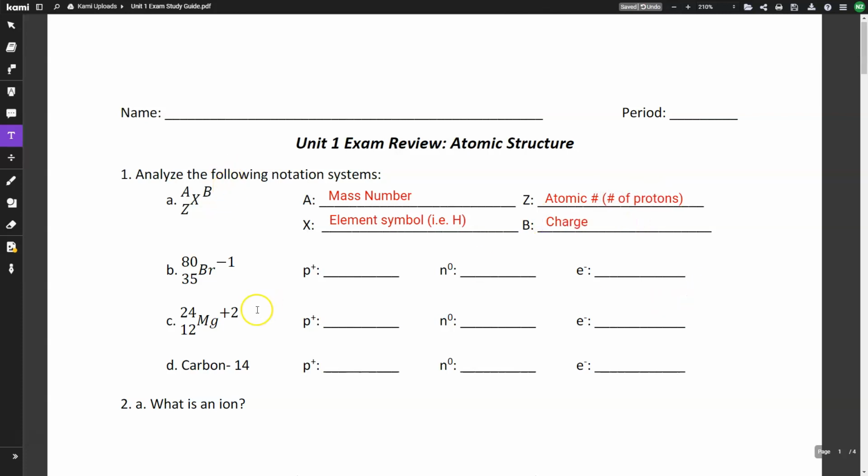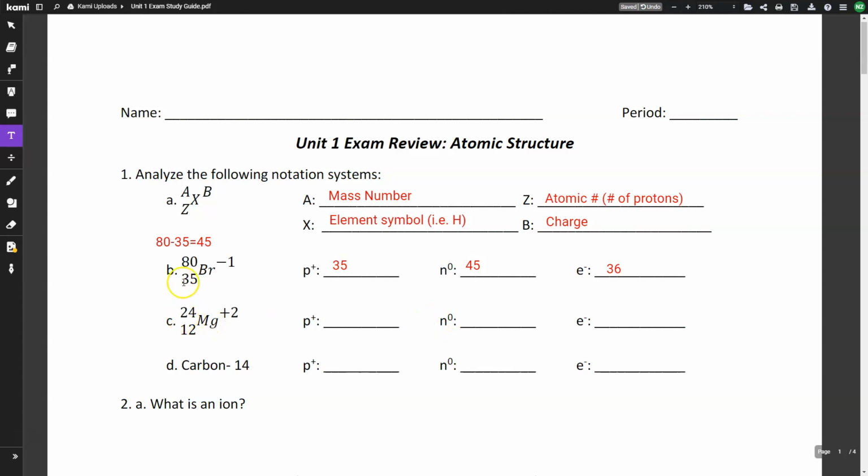All right. So with that in mind, let's move on to B, C, and D. Okay. So here, we know Z is 35. That's the number of protons. Our charge is -1, so that means we have one more electron than proton. So 36. And then our mass number is 80. So 80 minus 35 is going to give us the number of neutrons, which is 45.